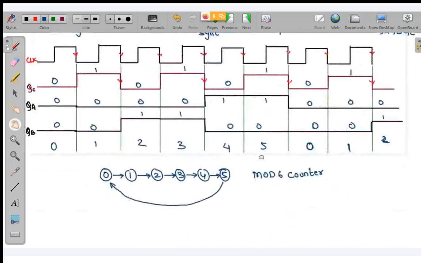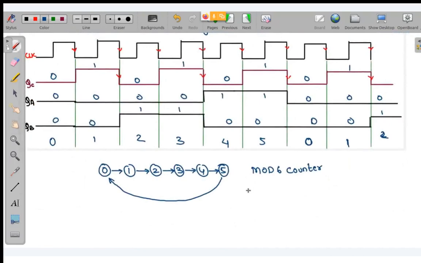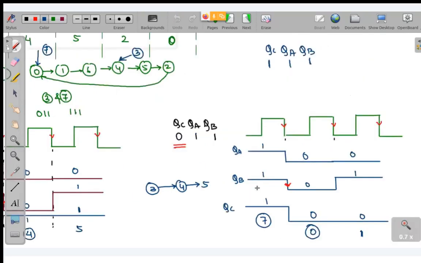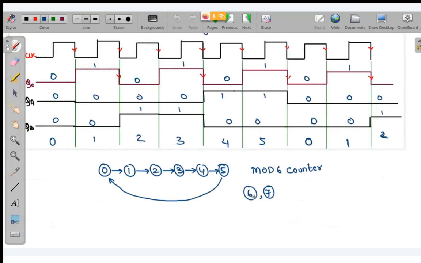Now I am leaving homework for you guys. You have to calculate for 6 and 7 that if you start from 6 and 7, what will be your next counting states? Like we have done over here for 3 and for 7, like that only you have to calculate for 6 and 7. Tell me if this concept is clear to you guys or not. Is this clear? So note it down very quickly.